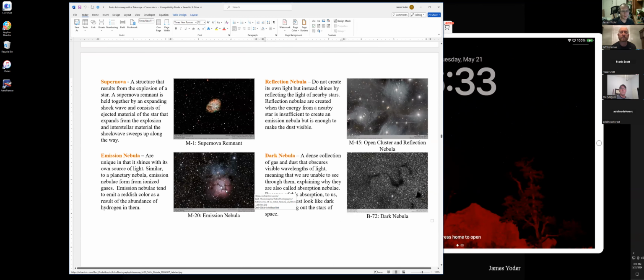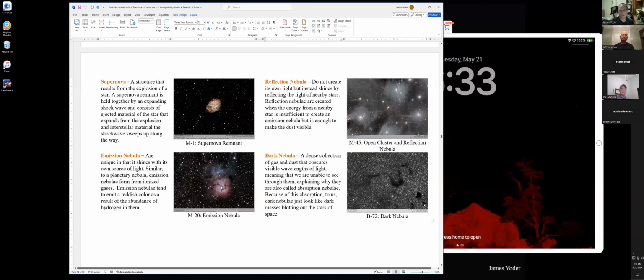On to emission nebulas. This is where some very hot stars, again sort of like the reflection nebulas, are in interstellar nurseries. The Orion Nebula is another good example of that, where the stars are acting as the energy source for the gas surrounding them. It's just like a neon light. Basically, this gas is being energized by these hot stars inside it, making the gases glow.